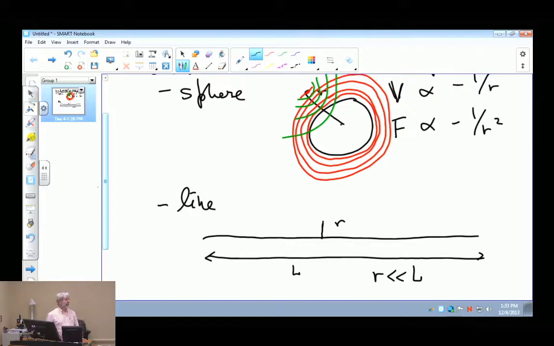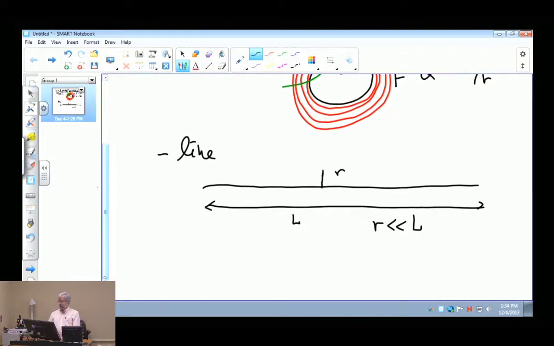And then it doesn't matter how close you are to the end. In other words, you're far away from either. I should put r is much, much less than L, and we are near the middle of the line. In other words, the influence of the ends is negligible.